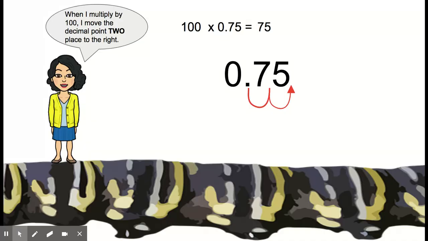Now hold on. What happened to the decimal point? Well, if I move it 2 places to the right, I've created a whole number, and when I write the whole number, I don't need to put the decimal point in. 75 inches. That's quite a bit.